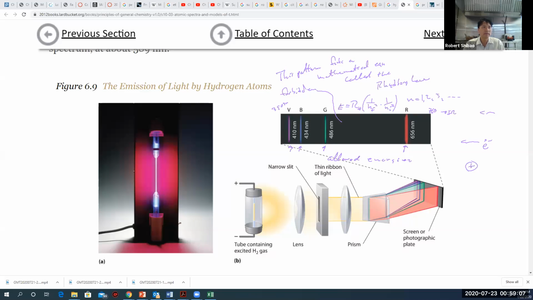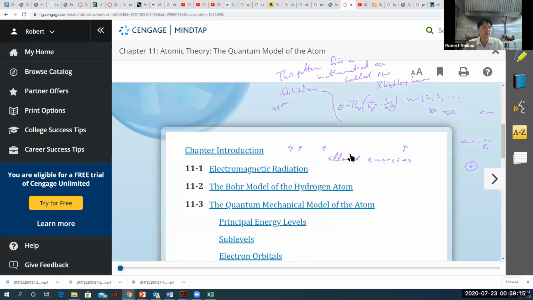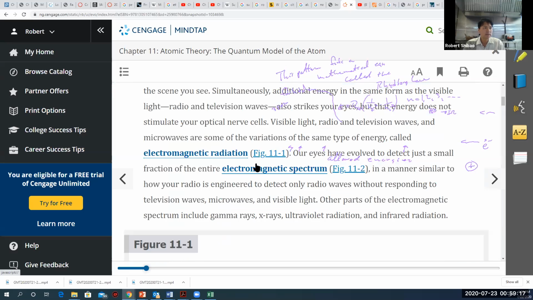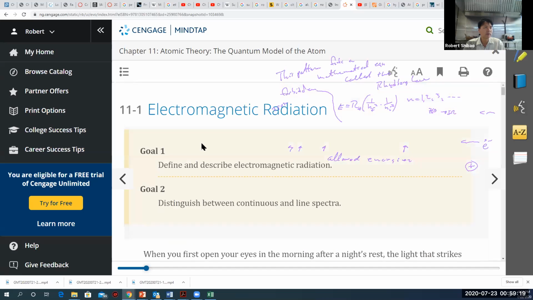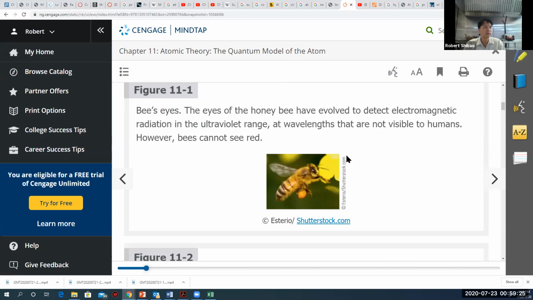So let's look at light first, a little bit, and then we're going to go to more of the theory and then figure out what's going on. And so light is called electromagnetic radiation. That's light. Probably should have had some PowerPoints, but it's all right here.